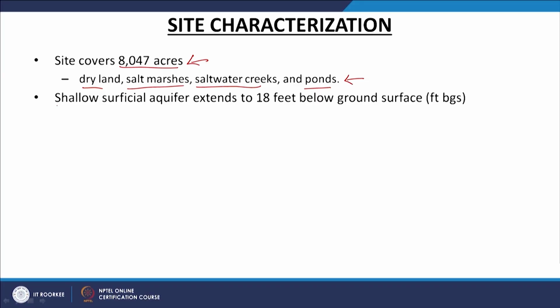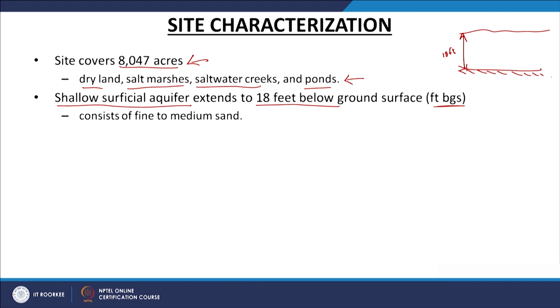So, what is the feature that we have here? We have a shallow superficial aquifer which extends up to 15 feet below the ground surface, right. So, if this is your subsurface, you have a shallow aquifer that extends to 18 feet, pardon me. So, around 18 feet, right, and that I guess means we have an impermeable layer at around 18 feet from the surface, right.